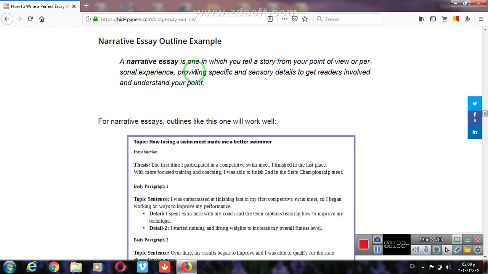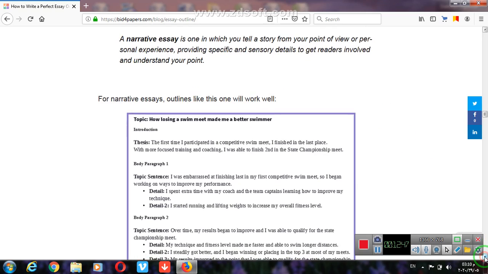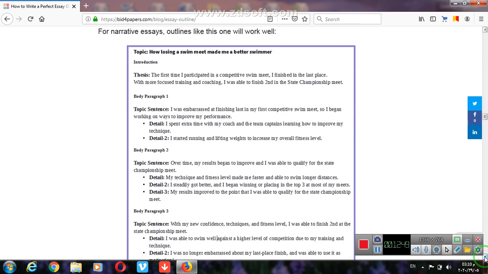A narrative essay is one in which you tell a story from your point of view or personal experience, providing specific and sensory details to get readers involved and understand your point. So in a narrative essay, you are telling a story about yourself or about any other personal experience. For narrative essays, outlines like this will work well. So let's see how an outline was written for a narrative essay.